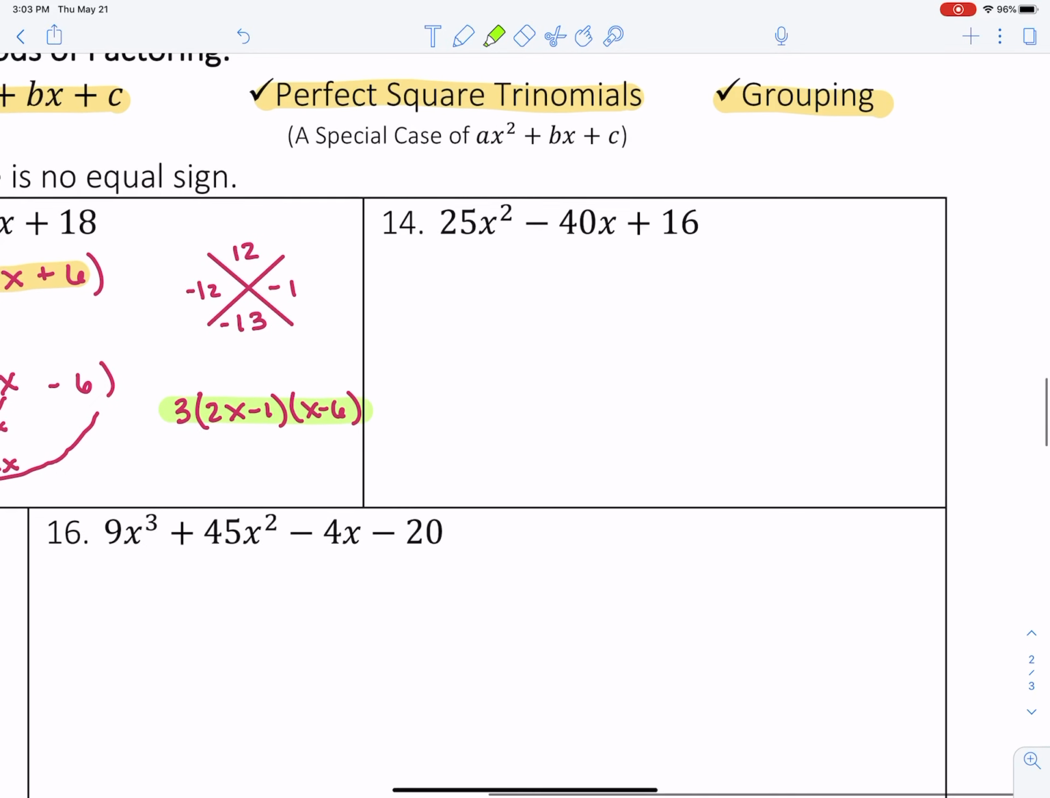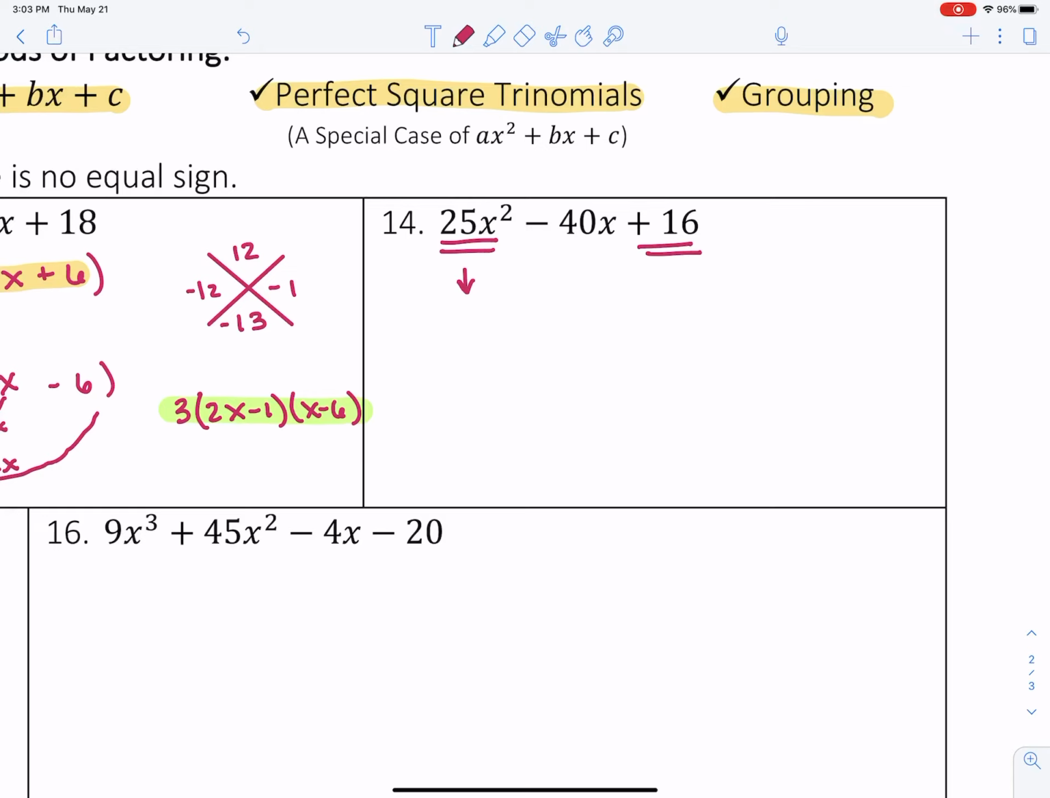Okay, 14. Lots of factoring. Lots of GCFs. We like all the GCFs that we can do. Oh, this guy doesn't have a GCF. However, there's something that's really special about these two terms. And hopefully you picked it out.